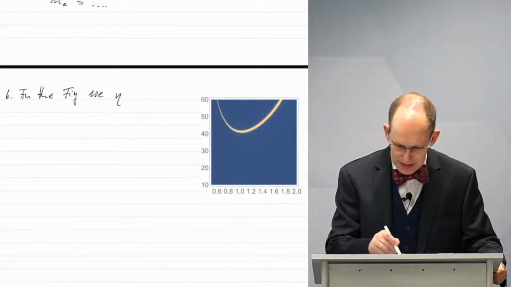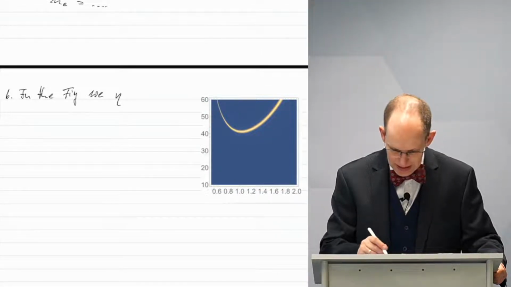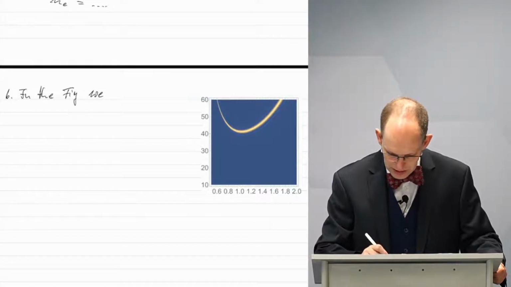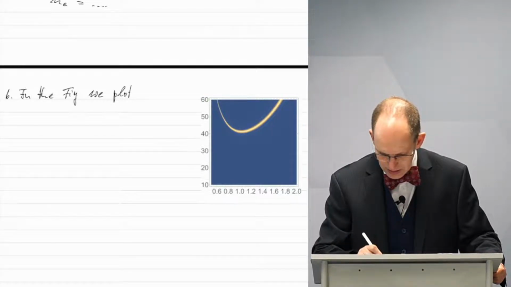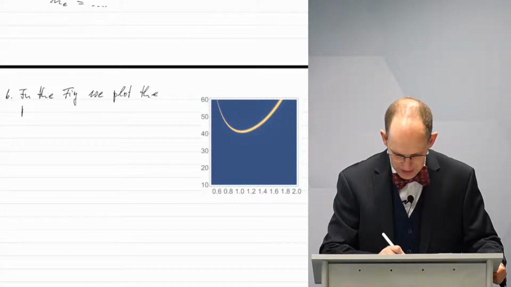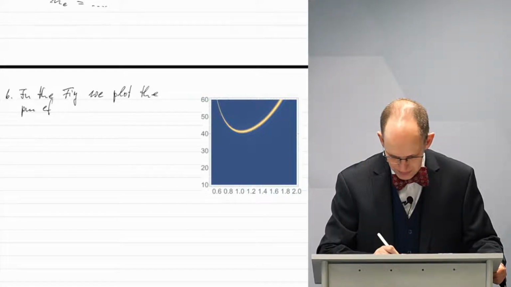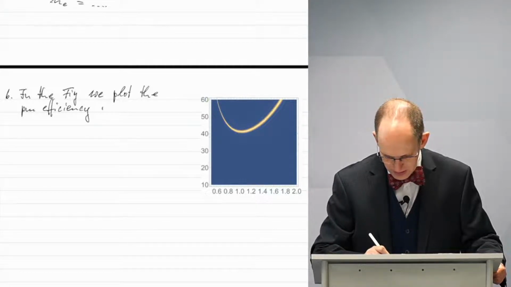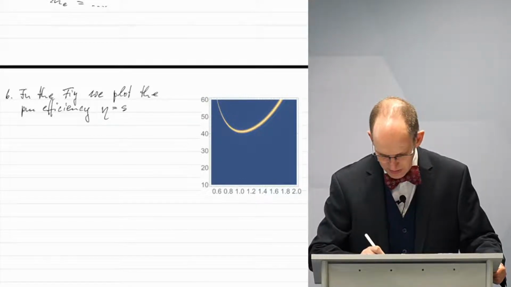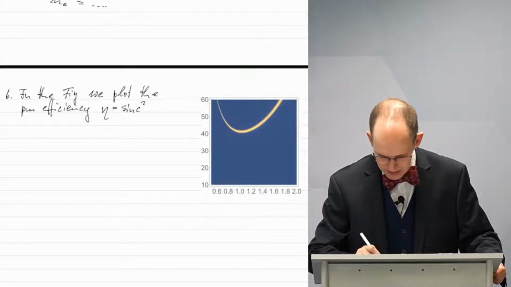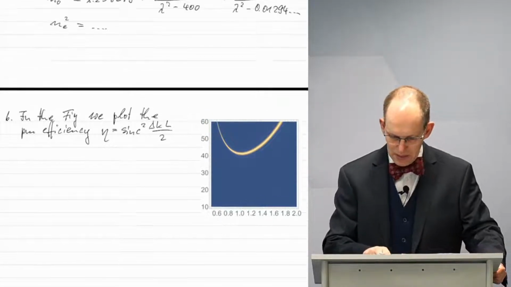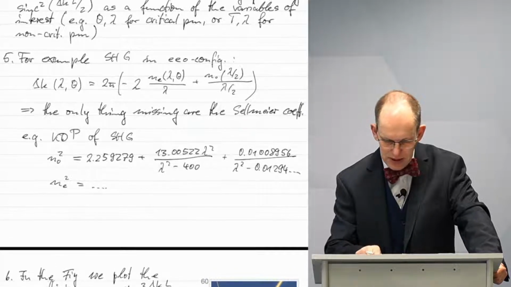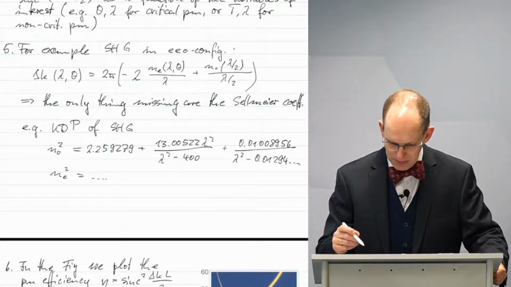So in the figure, we plot the phase matching efficiency eta equals the sinc squared of delta k times L divided by 2. Well, and delta k for this specific example, I have written down last time, right?